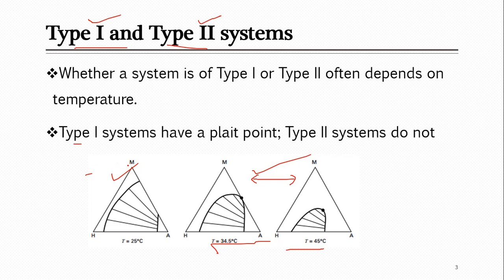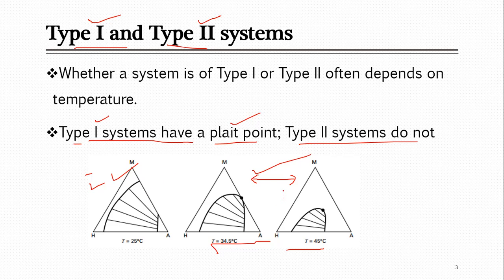The main thing which is different in the diagram is that a type 1 system has a plait point. You know, the plait point is the one point which differentiates the two sides, raffinate and extract, and also separates the two phase region from the one phase region. So that plait point is available in type 1. You have been discussing type 1 for the last few days, so you already know these types of diagrams given on the right side, these two. Type 2 systems do not have a plait point. In this diagram you can't see any plait point, but the other two diagrams have one, so they are type 1 systems.